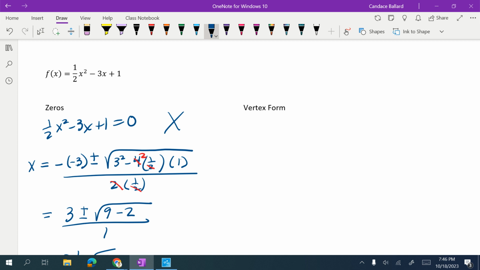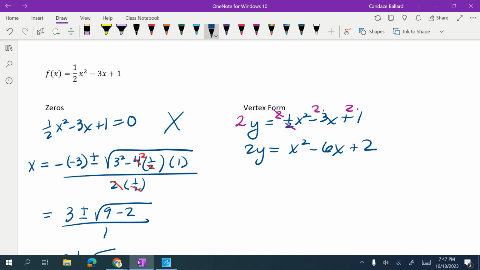So I'm going to start by converting that f of x to a y equals 1/2 x squared minus 3x plus 1. I have to get rid of that leading coefficient, and this is a little different because it's a fraction. So instead of dividing everything by 2, I'm going to multiply everything by 2. So that way this cancels, okay? So that gives me 2y equals x squared. Negative 2 times negative 3 is negative 6x, and 2 times 1 is 2.